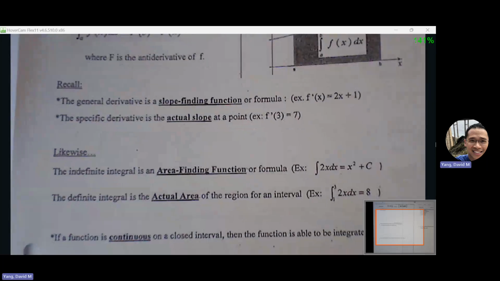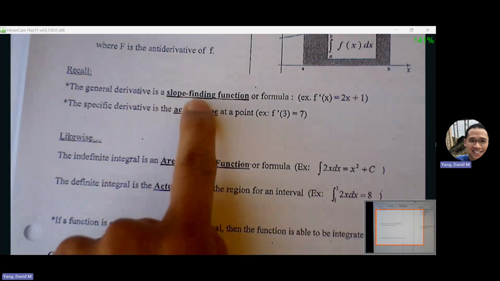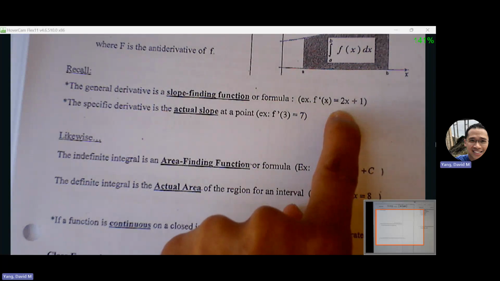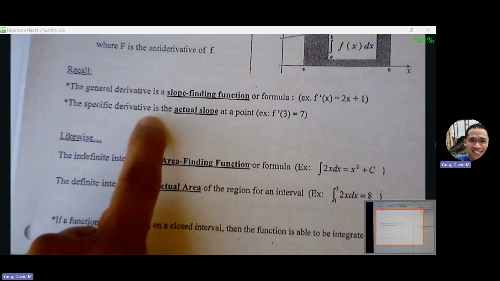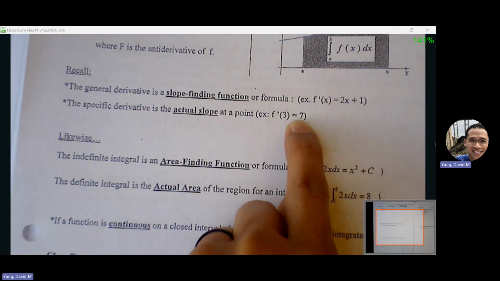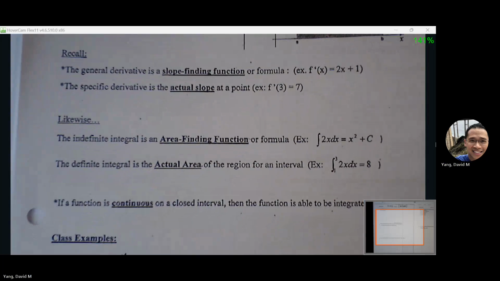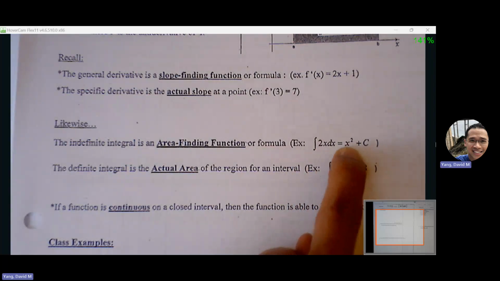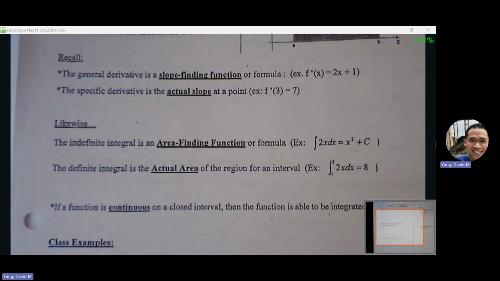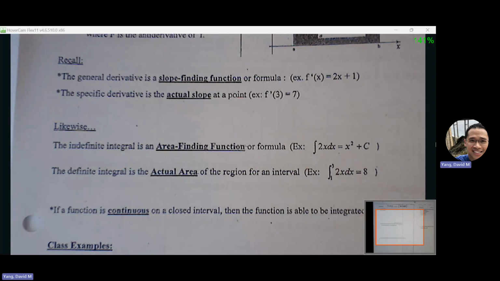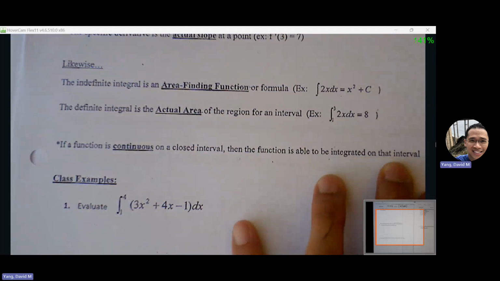Okay, so as a review from the beginning of the semester, we know a general derivative is a slope finding formula, right? If I find f prime, I know that f prime is a way for me to arrive at the slope of a curve at different points. But the specific derivative is the actual slope. If I want to find the exact steepness on the curve at 3 or at 4 or at 5, this formula will help me get to that specific number for that specific point. Same idea here. The indefinite integral is an area finding function. So when we do the integral of 2x, we do power rule, we get x squared plus c. The x squared plus c is an area finding formula, but when we involve plugging in the upper and lower bounds, that's going to get us to a number that's associated with a specific region under the curve between two boundaries. If a function is continuous on a closed interval, then the function can be integrated on that interval.